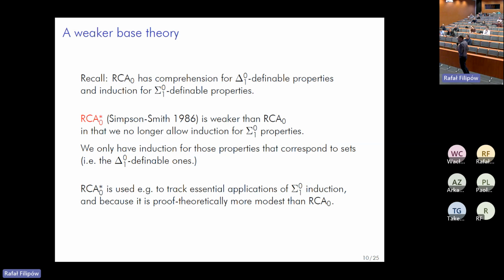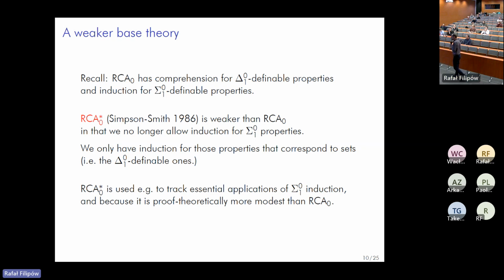It can be used to track where the uses of Σ^0_1 induction are necessary. It's also somewhat more modest in the proof theoretic sense. It has a smaller class of provably total functions. So if you want to, for example, conclude the provability of a statement of the form, for every number there exists a number, you get some sort of algorithmic procedure, you get better bounds on that using this weaker theory. So there are a number of reasons to consider this, but it's considerably less popular than the one without the star.